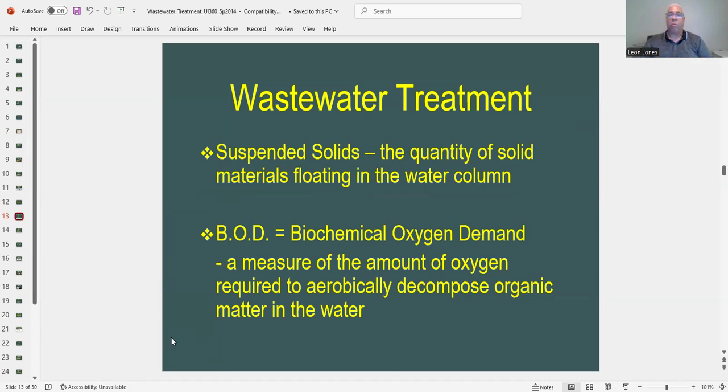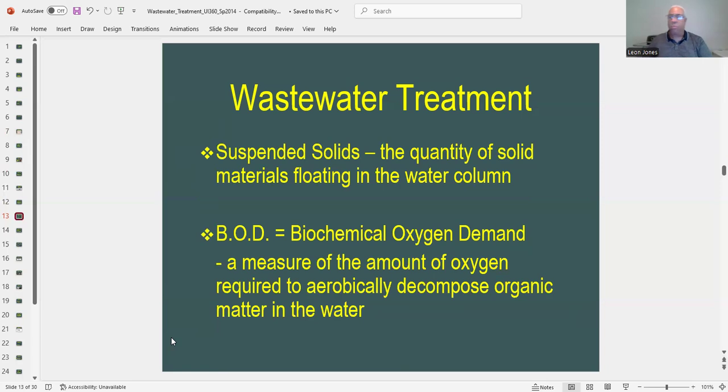Also in water treatment, we have suspended solids. It's the quantity of solid materials floating in the water column. Again, get this correct here: suspended solids is the quantity of solid materials floating in the water column.